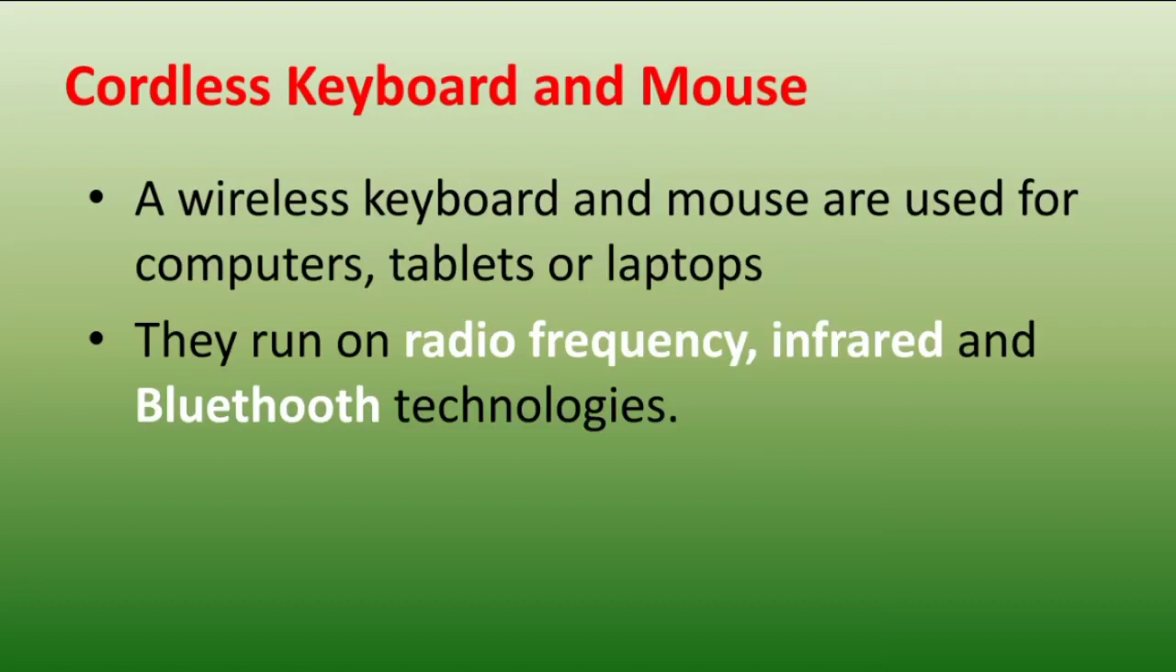Then you come to the cordless keyboard and mouse. A wireless keyboard or mouse is used with computers, tablets or laptops. They run on radio frequency, infrared and Bluetooth technology. Remember students, one question that comes is: what is a cordless mouse or cordless keyboard? This is the definition, the short note about that. Sometimes the question will come about what technologies are used in a cordless keyboard or mouse, and these are radio frequency, infrared and Bluetooth. You have to write these answers.